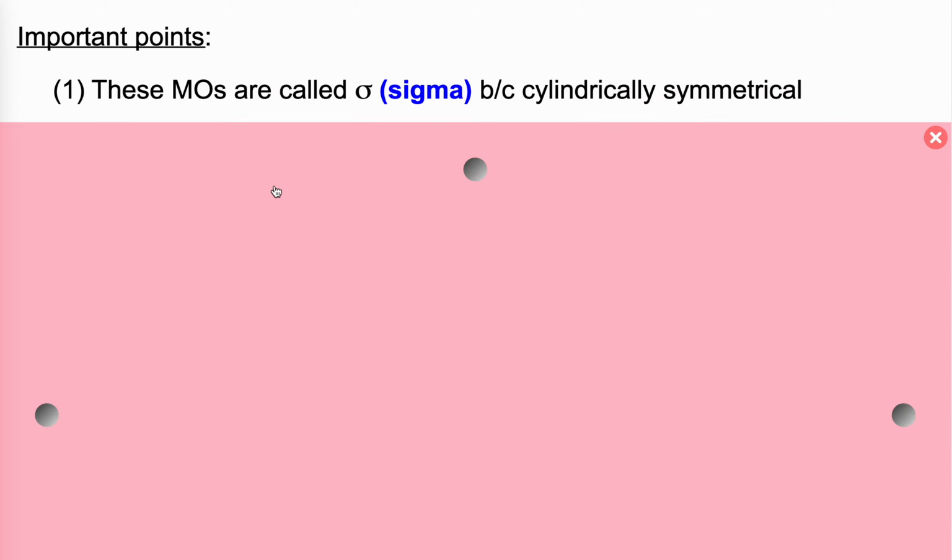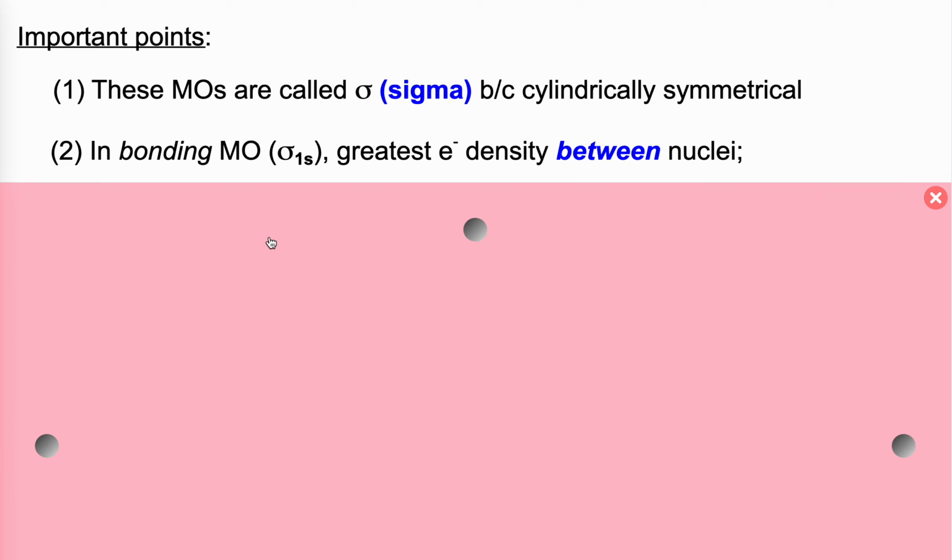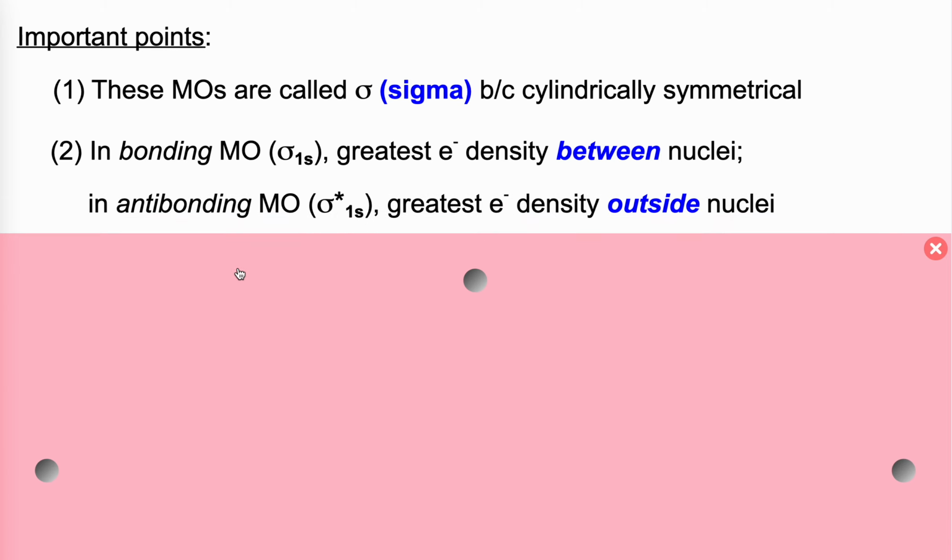First of all, both of these molecular orbitals are called sigma because, as we said before, a sigma orbital is cylindrically symmetrical about the bond axis. In the bonding molecular orbital, there is the greatest electron density between the nuclei. That favors bonding and strengthens the bond. Whereas in the antibonding molecular orbital, the sigma star 1s, the greatest amount of electron density is outside the nuclei.